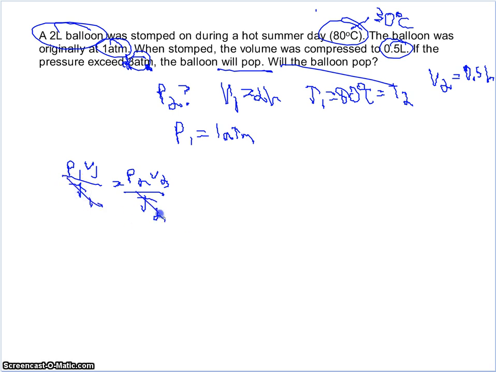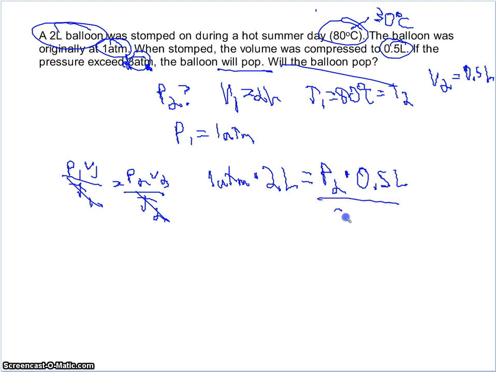But we're assuming temperature's constant. That gives us Boyle's law. Let's plug in. We have 1 atm times V1, 2 liters, equals P2. We don't know that. That's what we're looking for. And V2 is 0.5 liters. I can already tell, since the liters has gone down by a factor of 4, P2 is going to go up by a factor of 4.